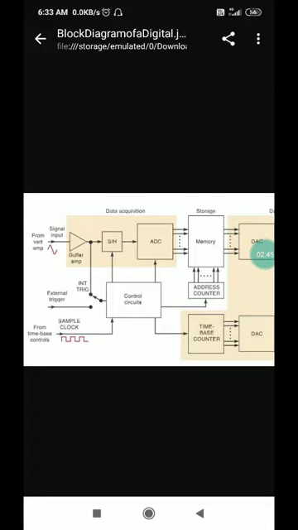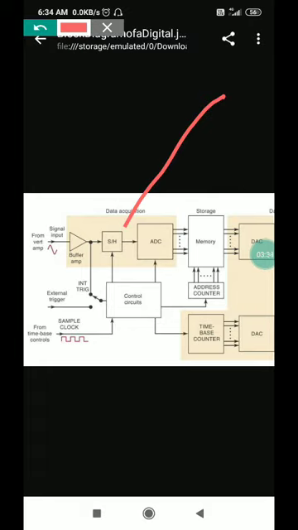So let us see the blocks one by one. Input is given to the data acquisition block. The data acquisition block is responsible for acquiring the signal from the external world. What is there in the data acquisition system is a collection of three blocks: buffer amplifier, sample and hold, where S and H stands for sample and hold. The second block is sample and hold. The third block is ADC, which stands for analog to digital converter.